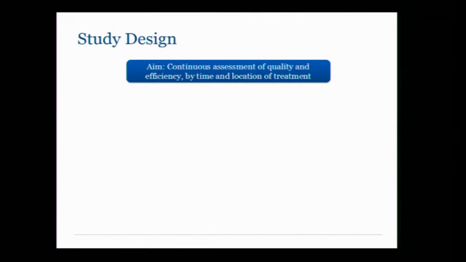So, study design. This slide is around some of the strengths and limitations relating to the type of study, the type of data that we can collect and analyse to evaluate Transforming Health. If we take as our aim the continuous assessment of both the quality and efficiency of healthcare in South Australia by time and location of treatment, we can think through the strengths and limitations of the options with respect to collecting and analysing data.